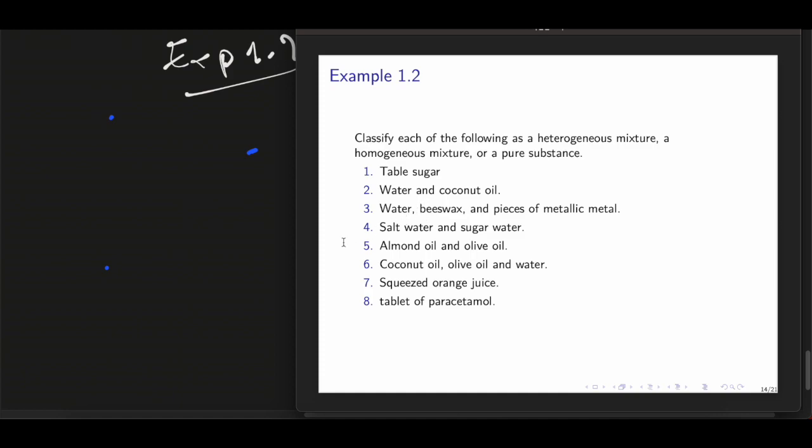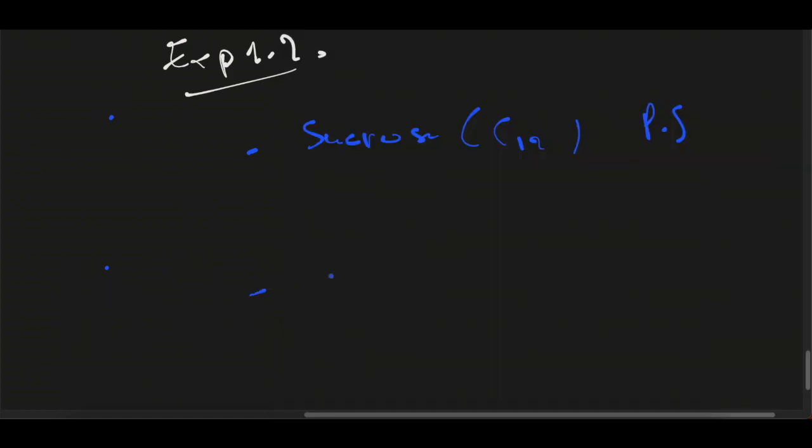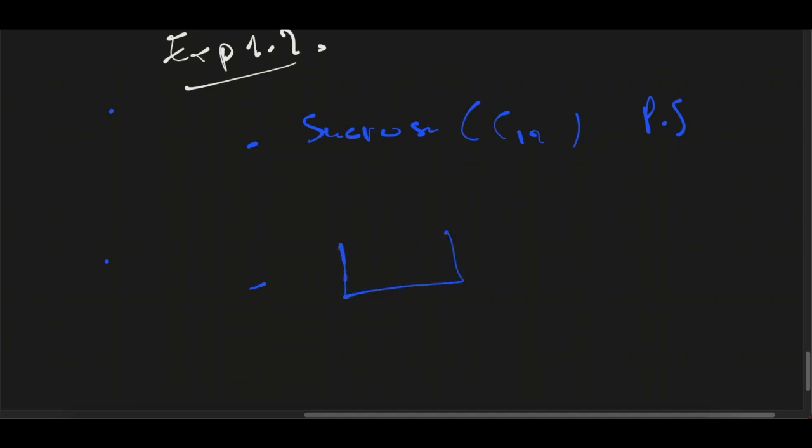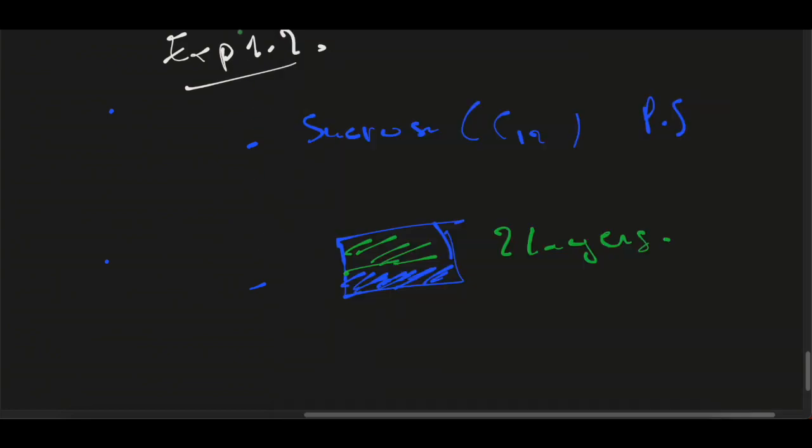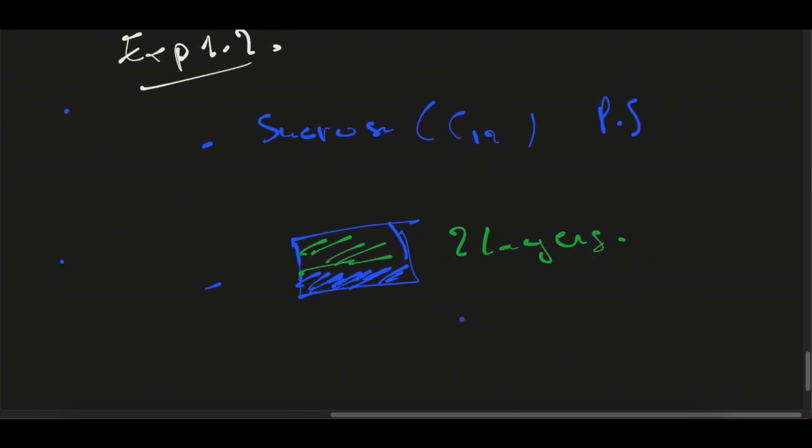Also water and coconut oil. If we add water and coconut oil, we'll find that we have two phases, of course, because coconut oil is different from the water. We can do this experiment at home. We'll find that we have two layers. So for the second experiment, we have a heterogeneous mixture. It is a mixture which is heterogeneous.